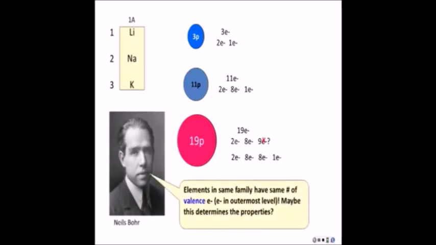Elements in the same family have the same number of valence electrons. Here's a term you want to make sure you know. Valence electrons are the electrons in the outermost level only. He thought that determined the properties. So for the alkali metals that we're looking at right now on the screen, they would all have 1 valence electron.